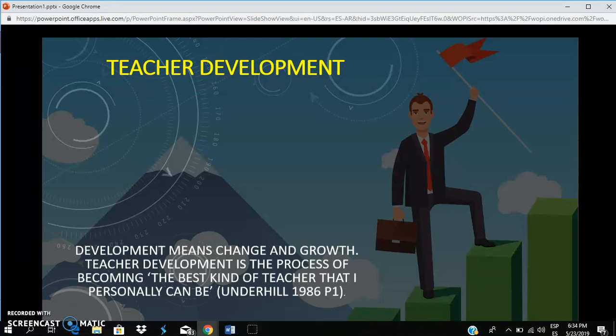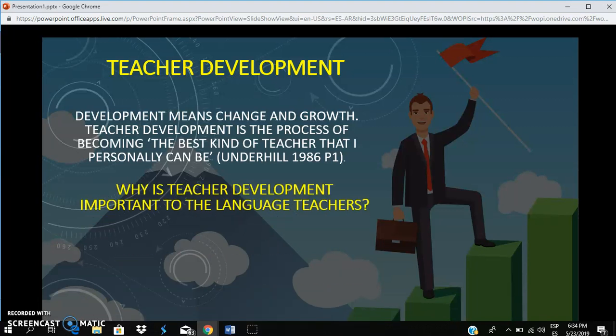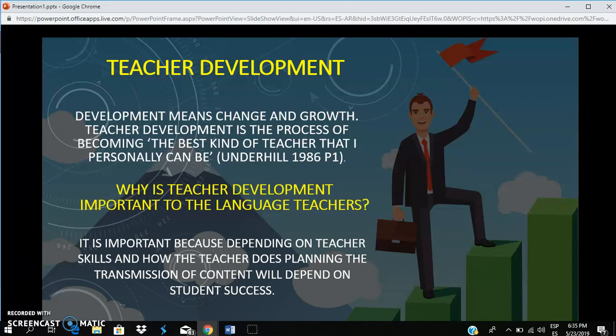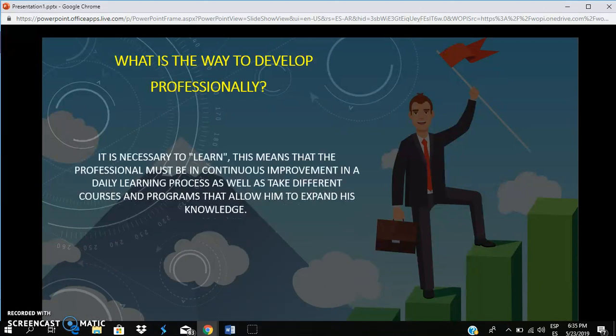What is teacher development? Development means change and growing. Teacher development is the process of becoming the best kind of teacher that I personally can be. Why is teacher development important to the language teacher? It's important because the teacher's skill, and how the teacher does planning and transmission of content, will depend on the students' uses.